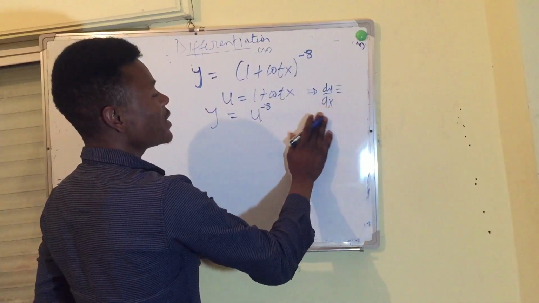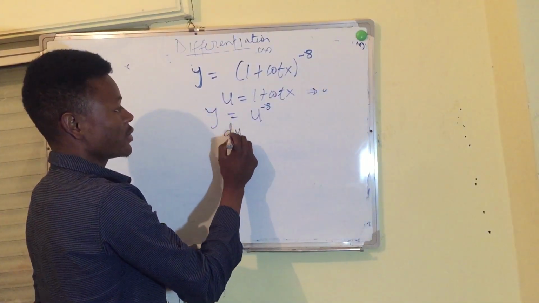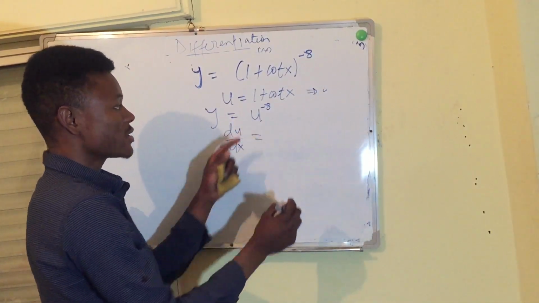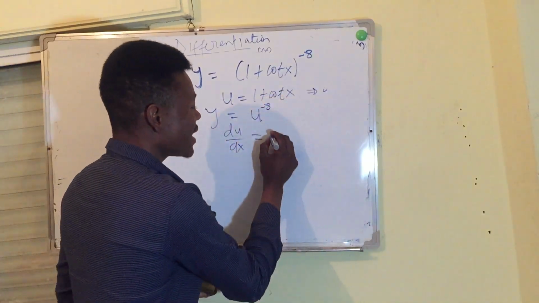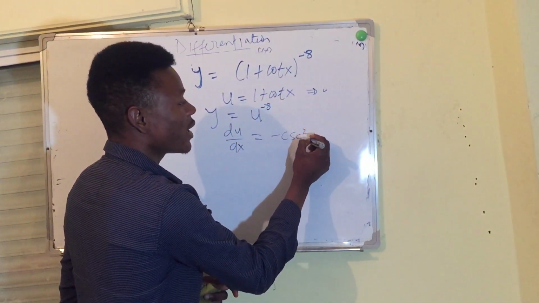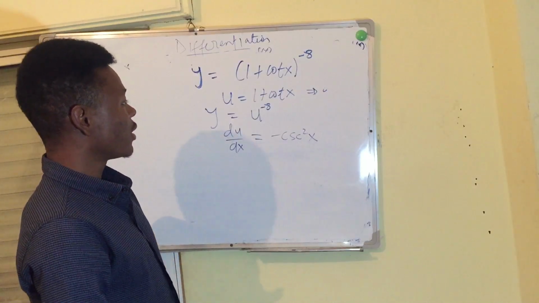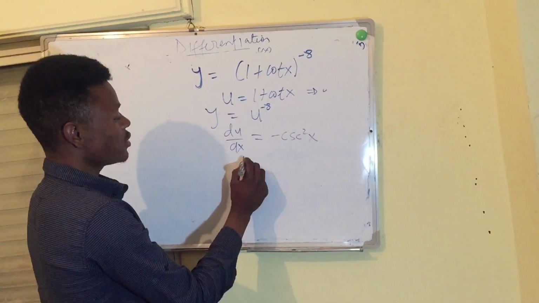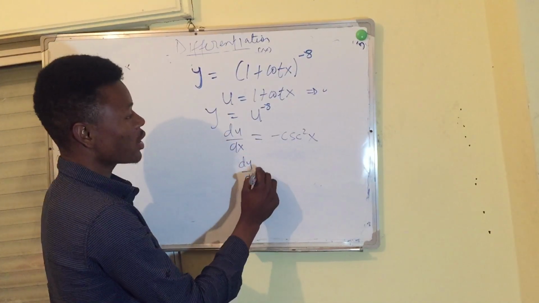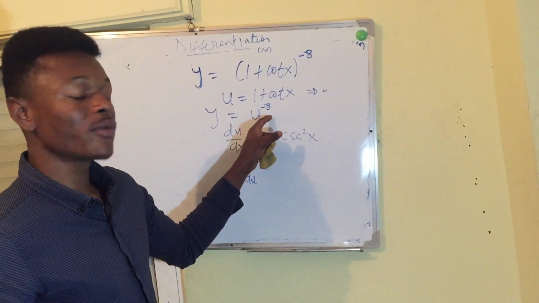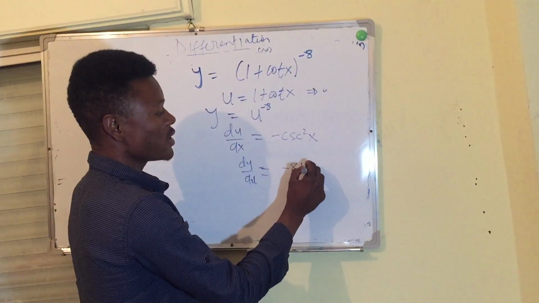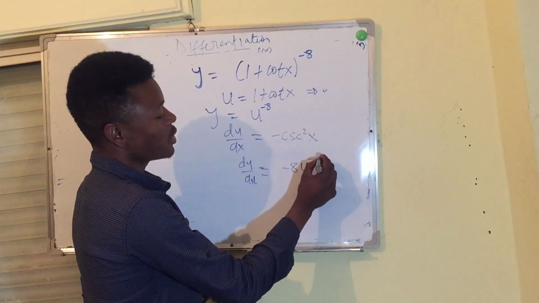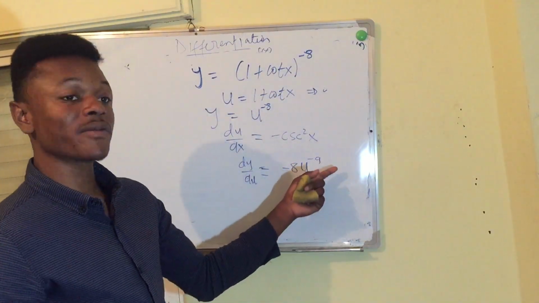Let me write it down here. du dx is something like, the derivative of 1 is 0. The derivative of cot x is what? Negative cosec square x. And here, dy du. What is the derivative of u to the power of negative 8? You have to multiply by the power, which is negative 8, then subtract 1 from the power. You can say negative 8 minus 1, which is negative 9.